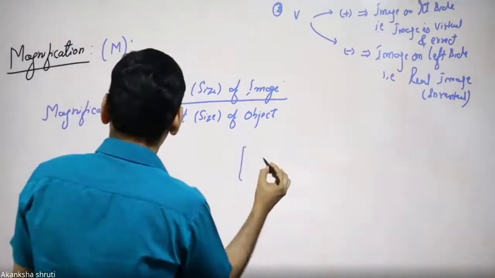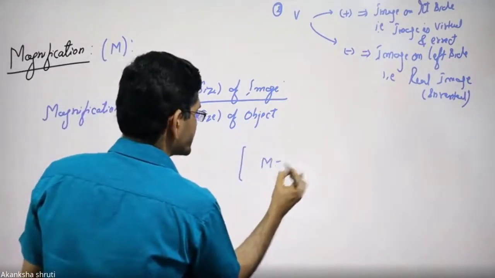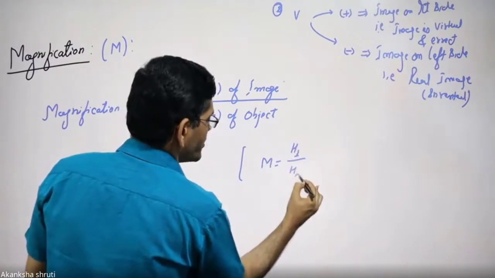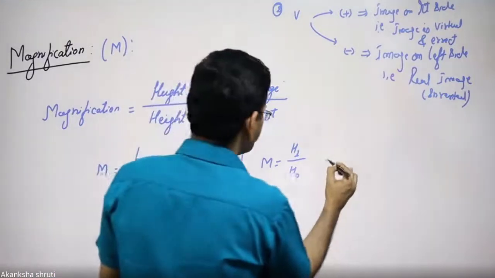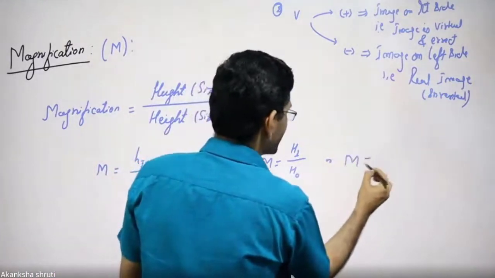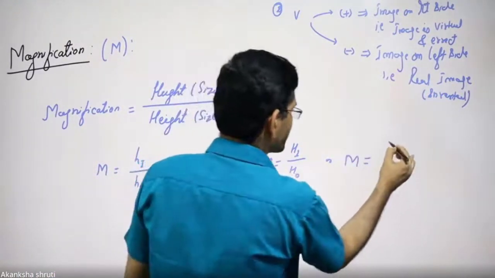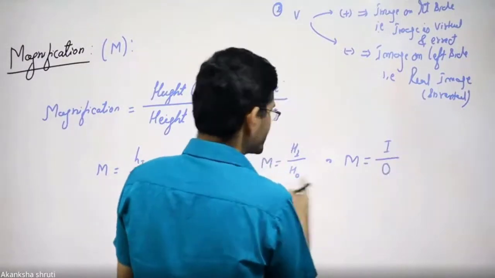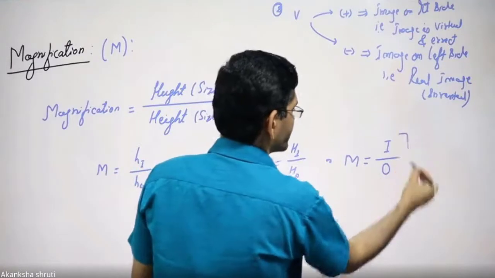Students, in many books, they use the symbol capital H_I by H_O, meaning the same thing. Or this magnification, the height of the image, is simply denoted by the symbol I itself, and the object height by O itself, meaning the same thing.